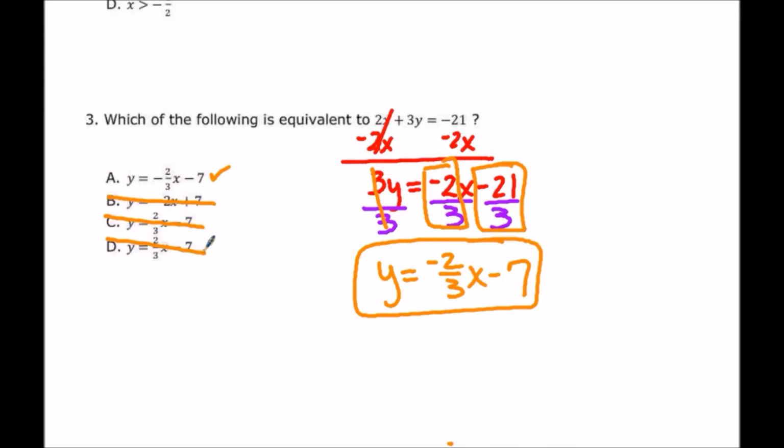So in this case, my only possible answer is A. You always move the x, divide by the y coefficient. Okay? Man, y'all are rocking it here so far. 3 questions down. I believe we're going to 8. So let's see what we got next.